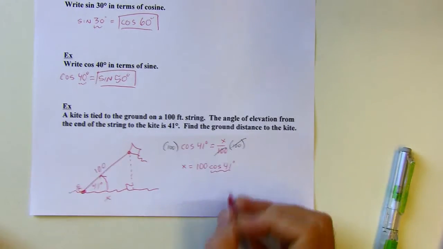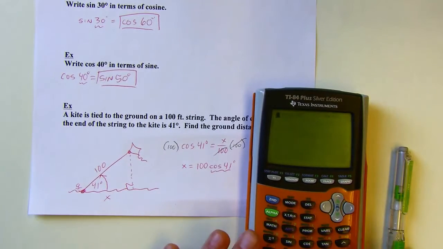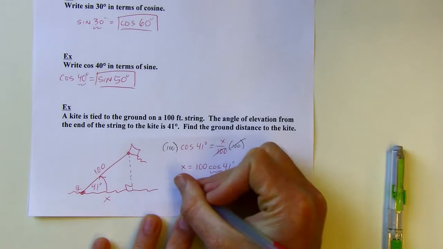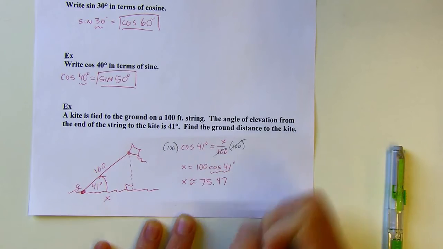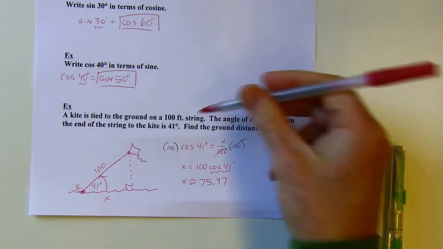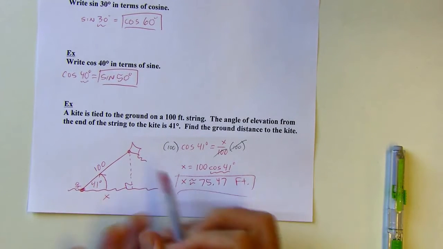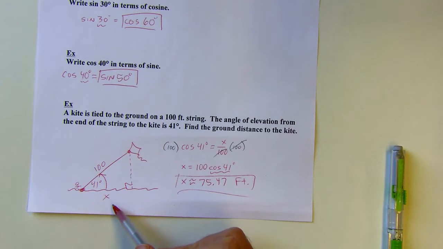But I could put that in my calculator and multiply it by 100. Or in some calculators, you can just type it in like so. You should end up with about 75.47, if we're going to the nearest hundredth. And in a word problem, we almost always want the units, pretty much always. Everything else is in feet. And then I'm thinking, does that make sense? Well, yeah, the hypotenuse is 100. That should be the largest, so I'm expecting something less than 100, and that seems like it fits pretty well.